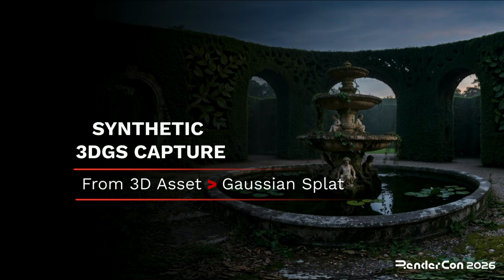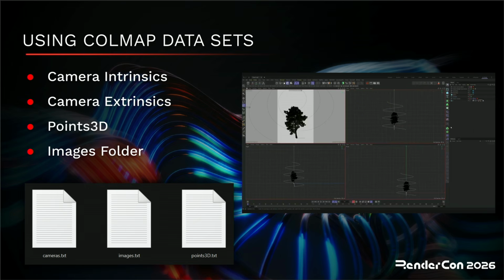All right, so let's talk about synthetic 3D GS capture, and this is from 3D assets. This is where it becomes more of an IO, an exchange format, and this is really what I'm interested in lately because it's super powerful. It's powerful for 3D artists to understand that you can take your assets and migrate them over to a splat format, and that's a really useful method.